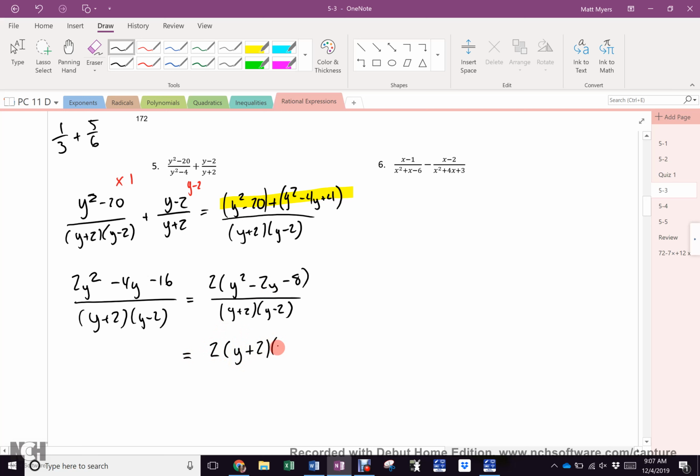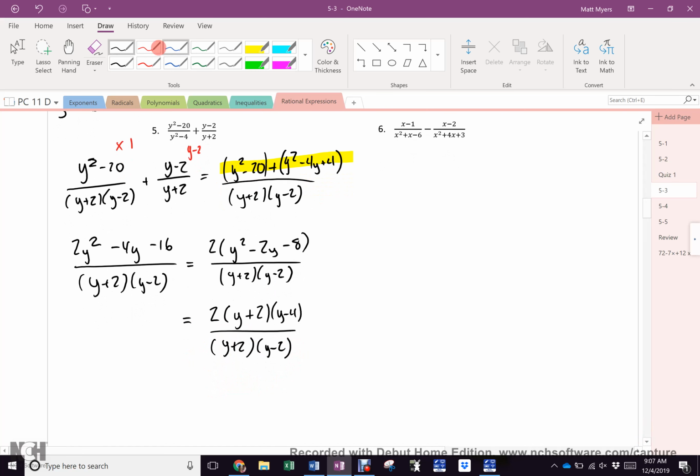Y plus 2, y minus 4 over y plus 2, y minus 2. Now what? Cancel, cancel. And what am I left with? 2y minus 4 over y minus 2. What should we have checked for right here? NPVs, what are they? Plus or minus 2.